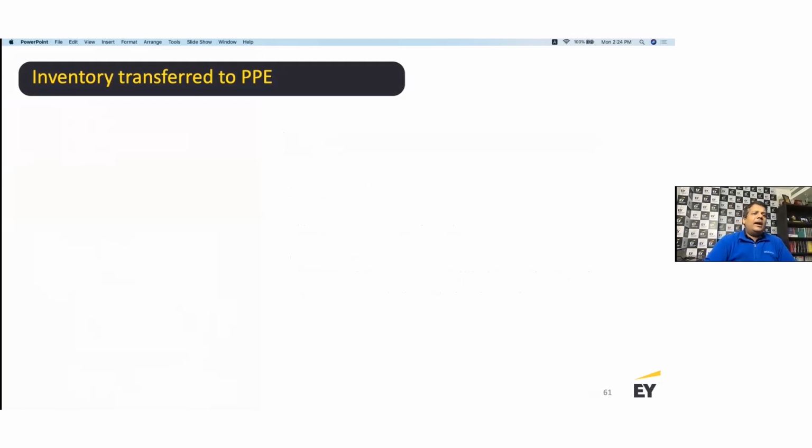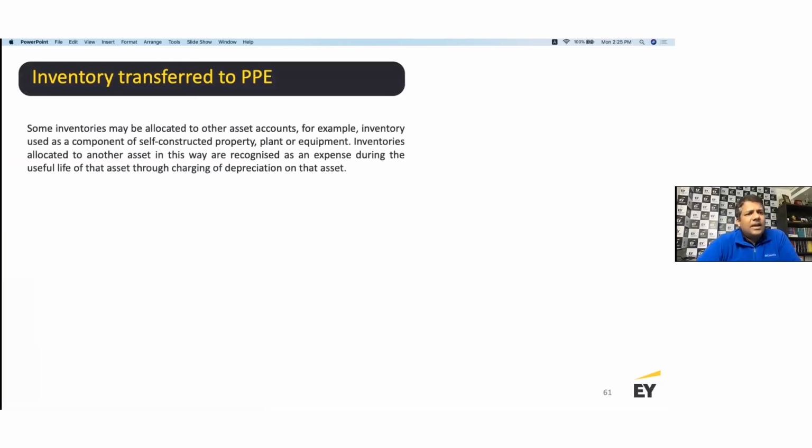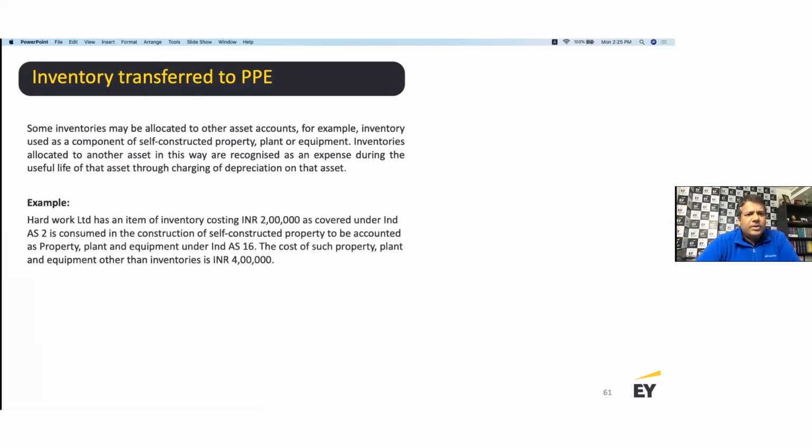Now, if I have inventory which I've actually transferred to property, plant, and equipment, what are the accounting principles? It happens in some situations. We don't see it very commonly, but it happens in some industries at times. Some inventories may be allocated to other asset accounts, for example inventory used as a component, with depreciation charged during the useful life of that asset. So let's look at an example.